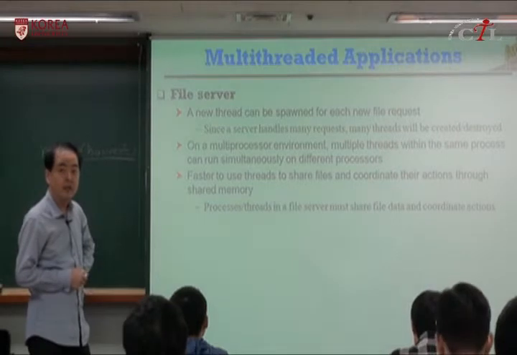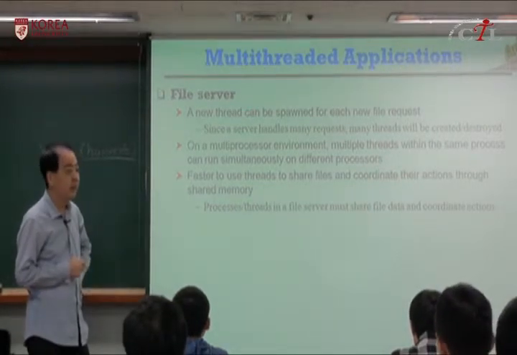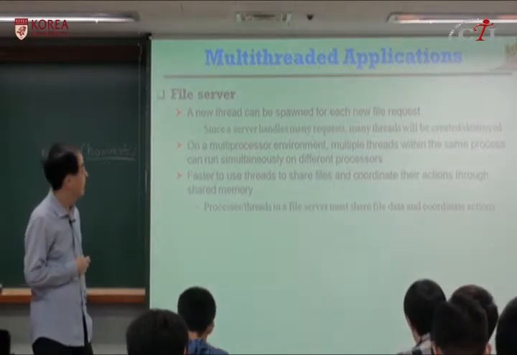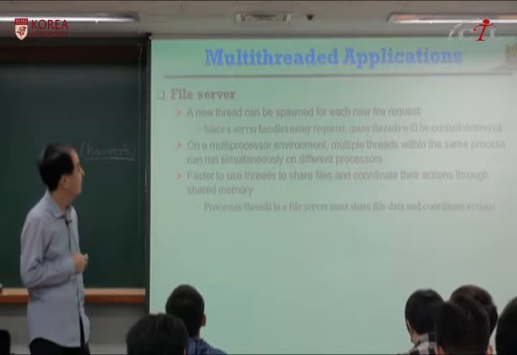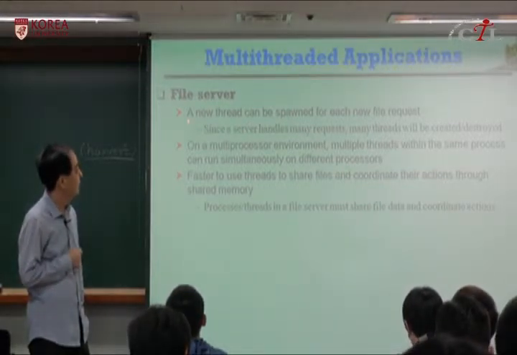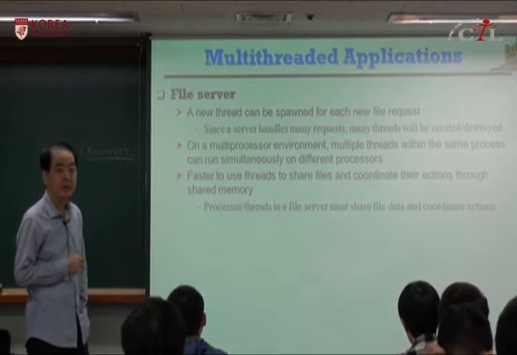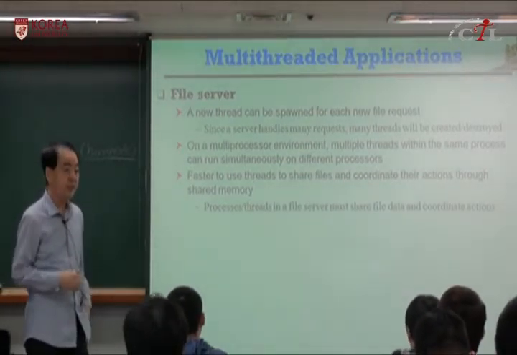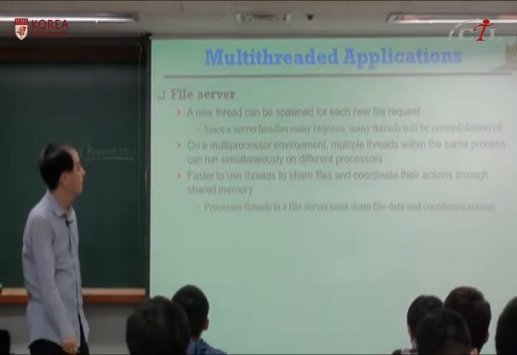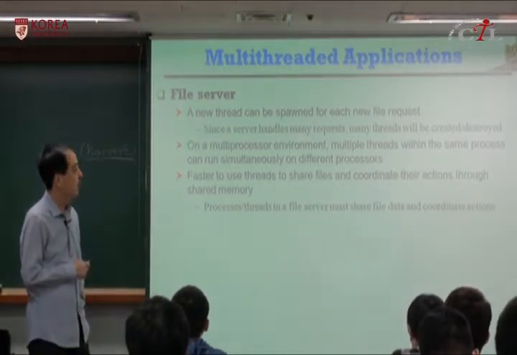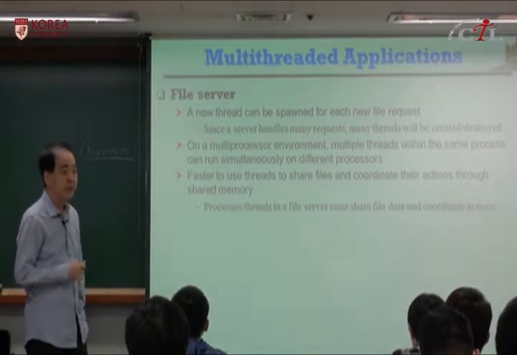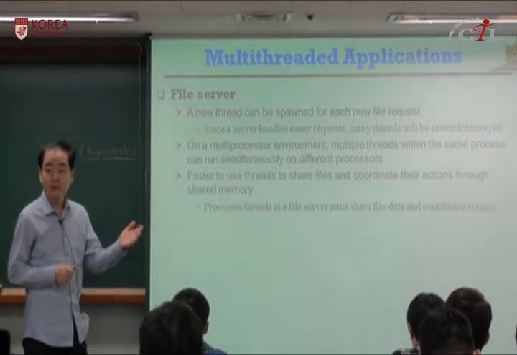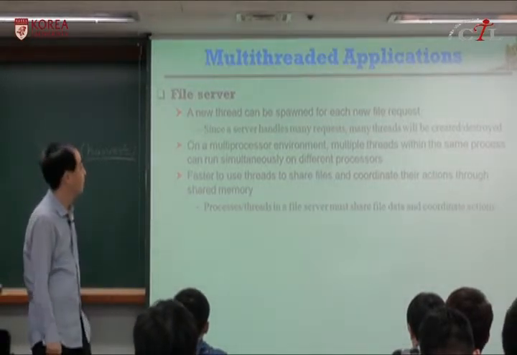Let's revisit the multi-threaded application, how we use threads in real applications. The textbook shows an example of file servers. For a file server, a new thread can be spawned. Spawned means created. As a new file request comes in, you create a thread that serves this file request. And since a server usually handles many requests, you can create many threads in a short period of time. And then after you serve the request, you can terminate the thread, you can destroy it.